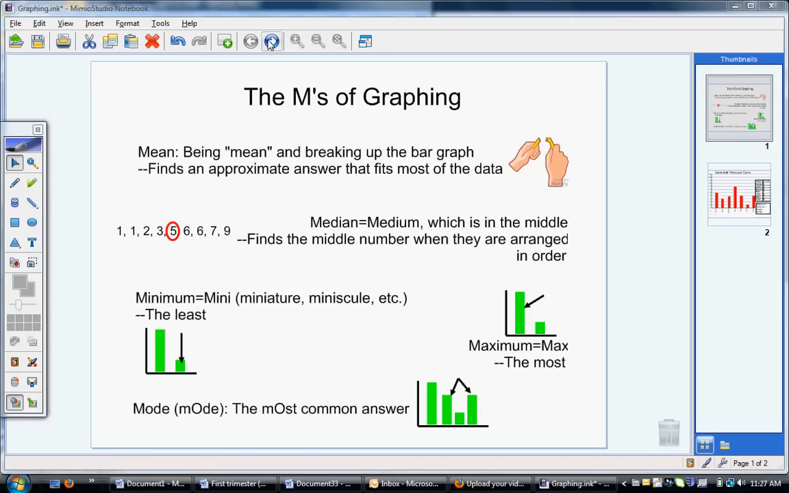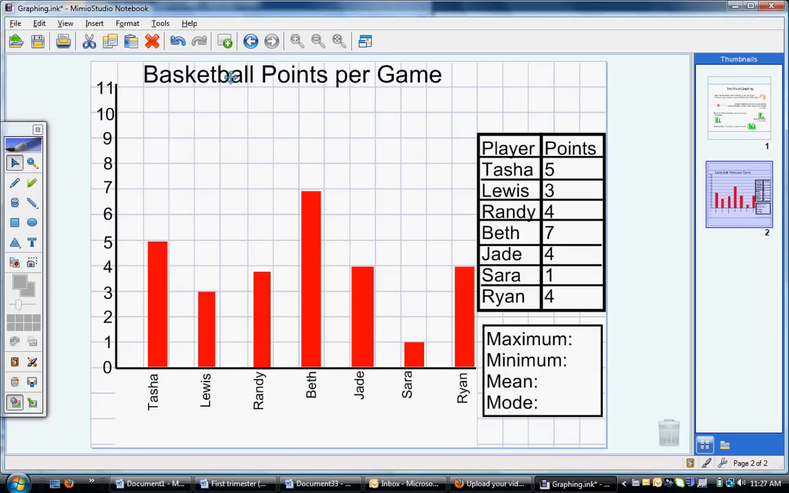Let's go ahead and analyze a graph together. Here I can see I have a graph about basketball points per game. And on this side I can see the number of points. And here I can see some players and how many points they got. I can also see there's another chart here to help me analyze this data. The first thing it wants me to find is the maximum. I remember in the word maximum, there's the word max, and that means tallest. Right here is the tallest bar graph. So the maximum number of points that they got was 7.